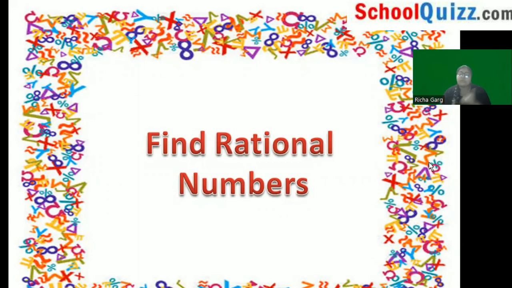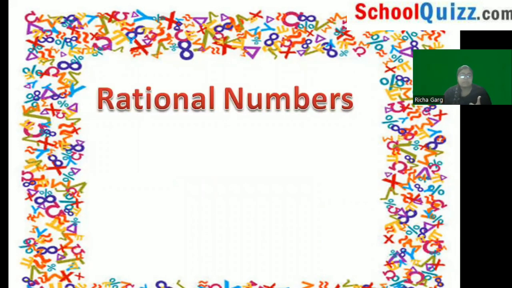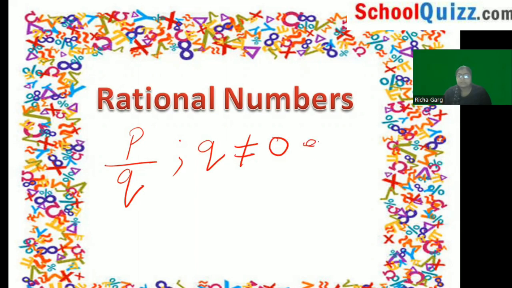Today we are going to do the topic Find Rational Numbers. So let us start with the heading Rational Numbers. What are rational numbers? We have studied about it in the last class, but we are just revising the concept now. Rational numbers are numbers which can be written in the form of p upon q, where there is one condition that q cannot be equal to 0. For example, minus 4 upon 3, minus 2 upon 3, 1 upon 4, right? But if you see, q is not equal to 0, and that's the only condition we have.